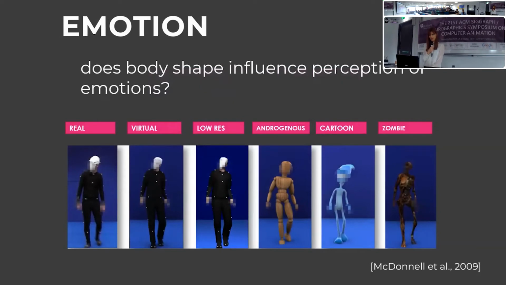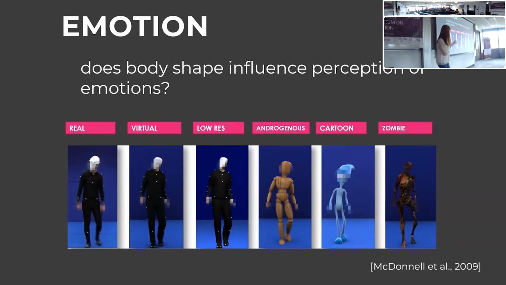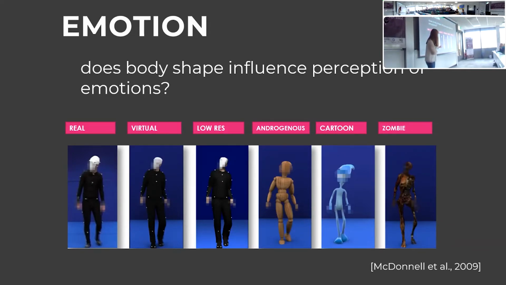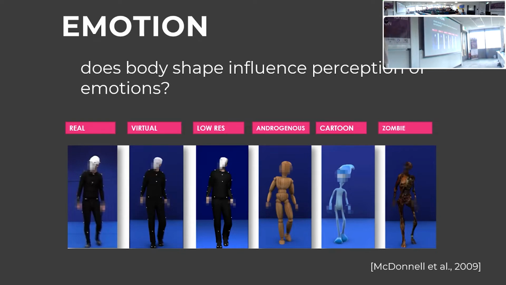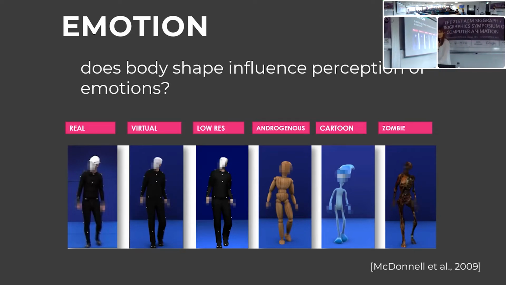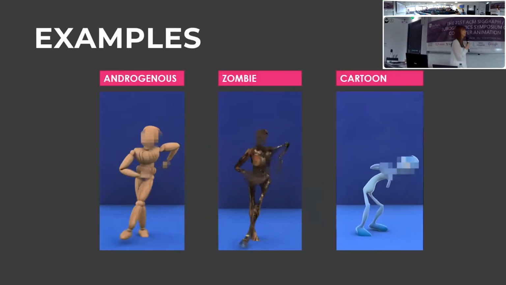We then tried a bunch of different body shapes. So we thought we would try a low res human to see if the low resolution of the polygons would affect the perception. We tried a kind of wooden character with androgynous appearance. We tried a cartoon. And then we decided to try a zombie character with decomposing flesh to see if that would affect it. We were really clutching at straws at that point. We call this the happy zombies paper.